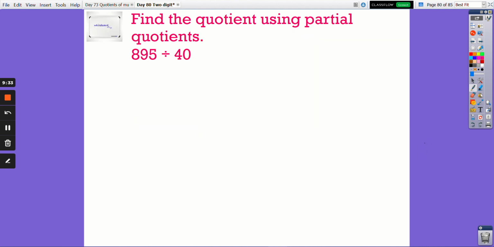All right, so I want you to try this problem. So set this up, 895 divided by 40, partial quotients. Go ahead and pause the video and do that on your whiteboard, please.